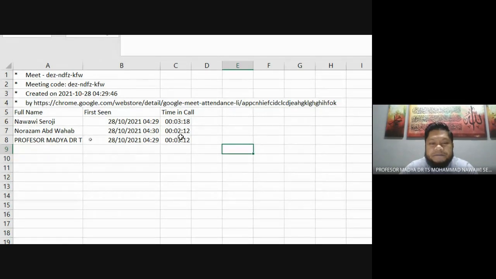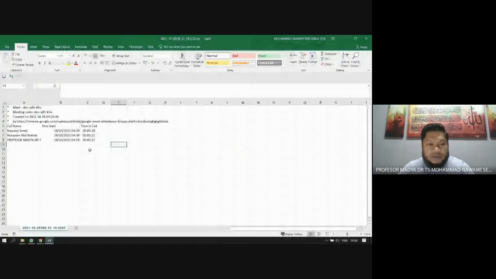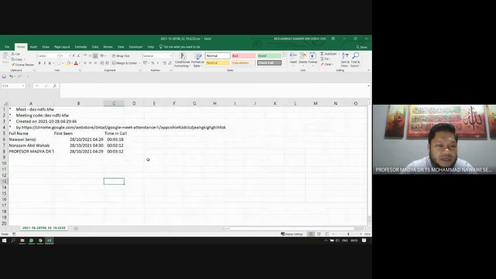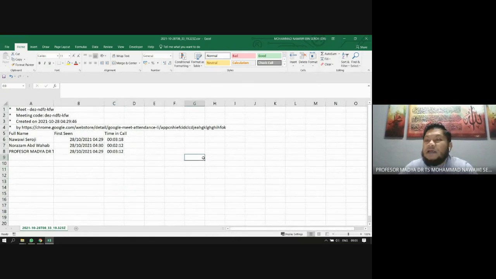So here you can see how long you are in the class. I can trace that, and the attendance will be based on it. We'll key it into your ARIS. I'm going to do it manually, but I'm going to trace using this Google Meet attendance list. This is the first time I've used this extension, so hopefully everything goes well.